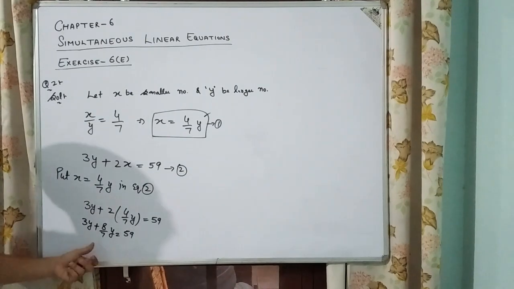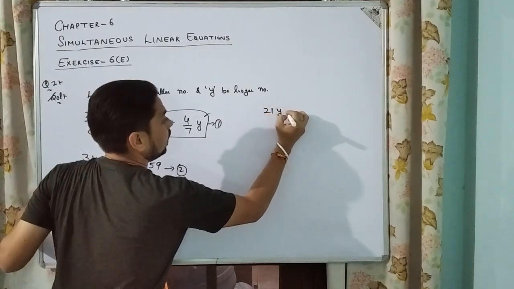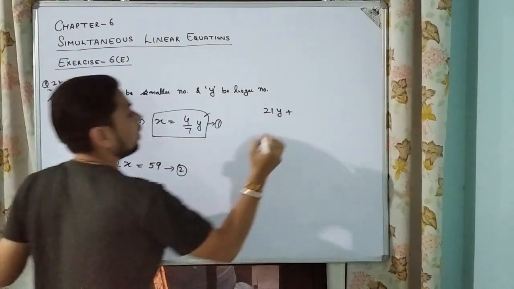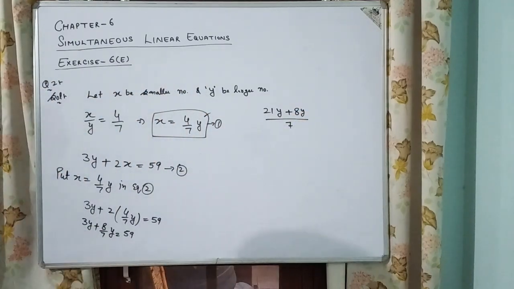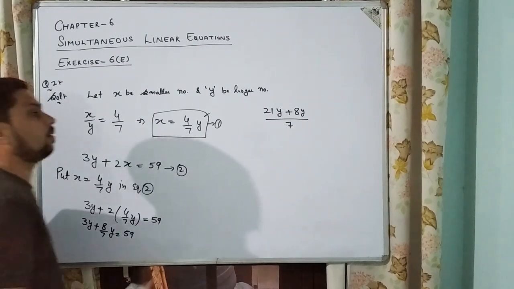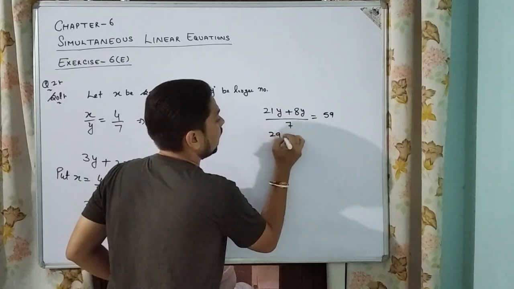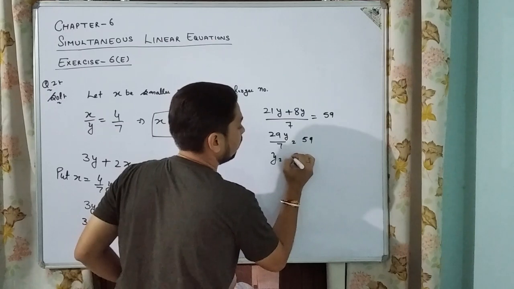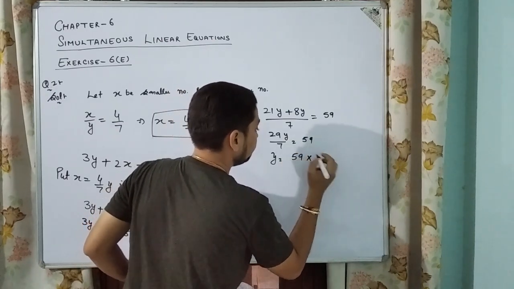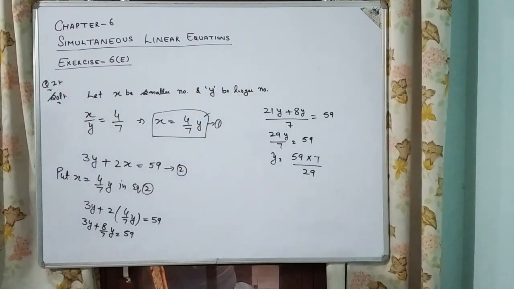Take the LCM here. When you take the LCM, we will have 21y plus 8y upon 7 equal to 59. So we have 29y upon 7 equal to 59. Cross multiply, y will be equal to 59 into 7 upon 29.